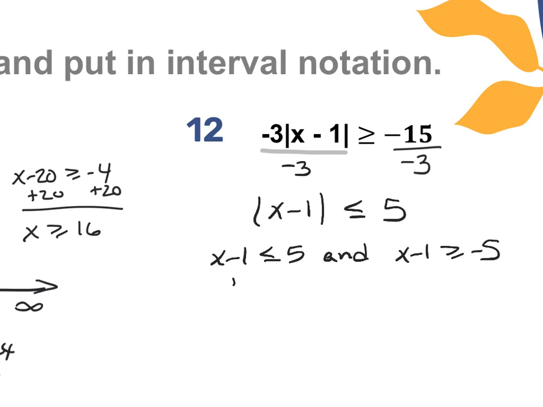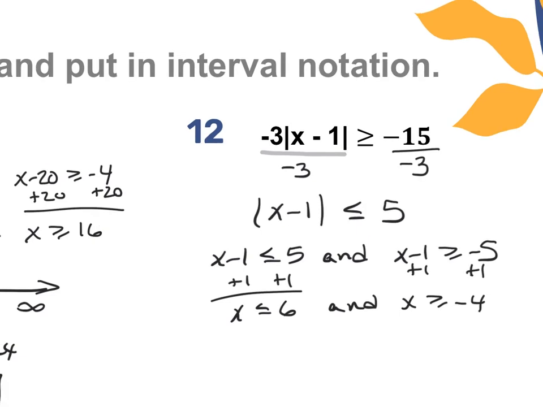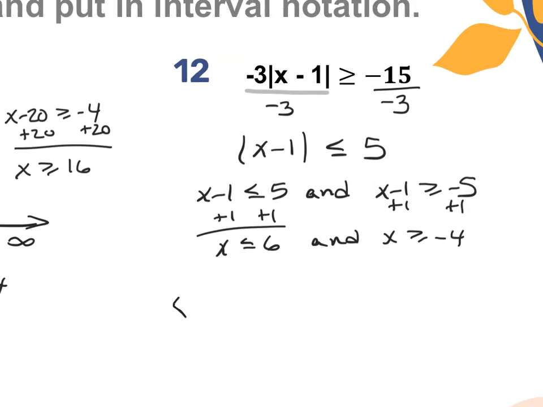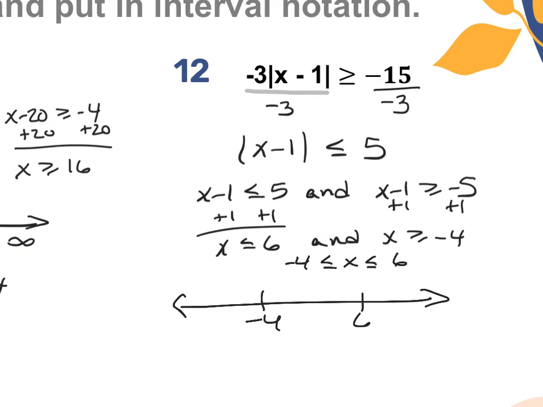Solve them. x is less than or equal to 6, and x is greater than or equal to negative 4. Again, when you put it on your number line, make sure you're putting it least to greatest. So if you want to write it like this first, close circle, close circle, negative 4 comma 6 in brackets.